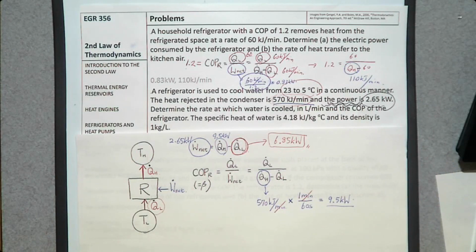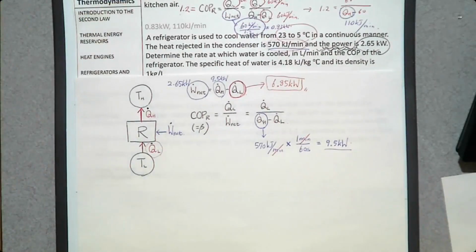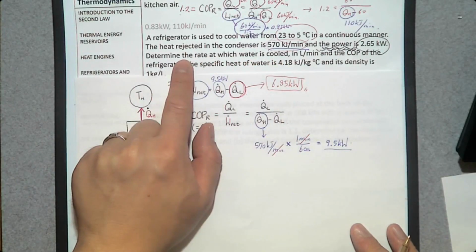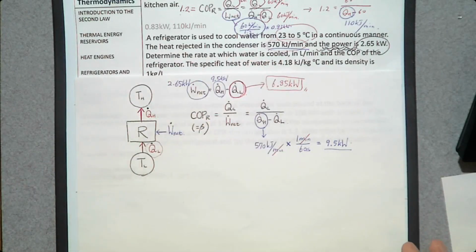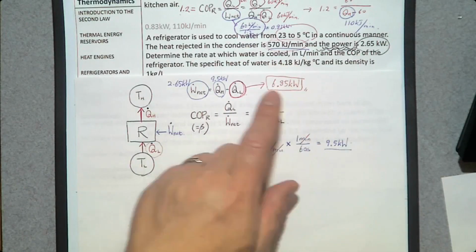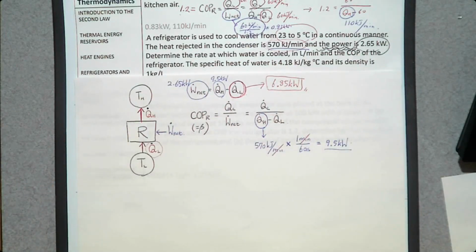So this heat transfer is going to decrease the temperature from 23 down to 5 degrees Celsius. Then, how can we determine the rate at which water is cooled? In other words, the volumetric flow rate of this water. We can first calculate the mass flow rate of water, and then divide by the density of water, which is 1 kilogram per liter, to determine the volumetric flow rate.